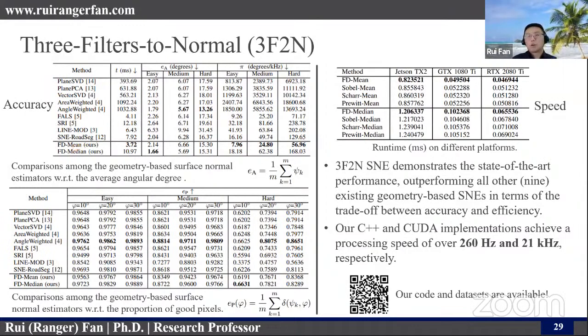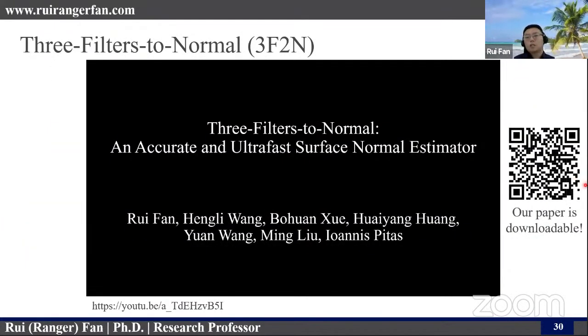We also publish our code and our data sets on GitHub. We publish our MATLAB code, C++ code, and also CUDA code. Our C++ and CUDA implementations achieve processing speeds of over 30 Hertz and 21 kHz. The 30 Hertz means we only run the algorithm with C++ on a single thread CPU. For 21 kHz, we run it on, I think, a 2080. Here is a demo video.